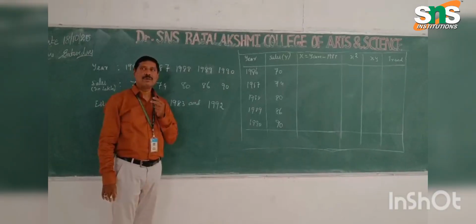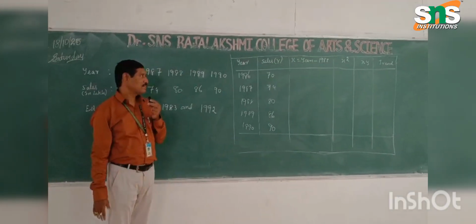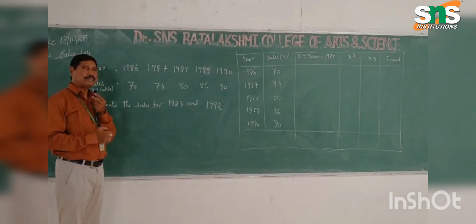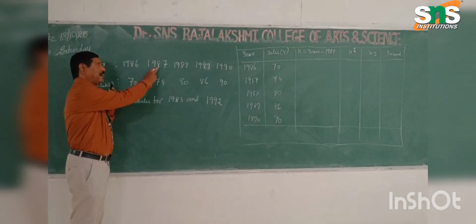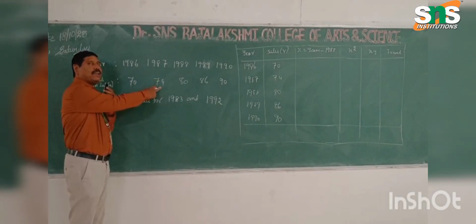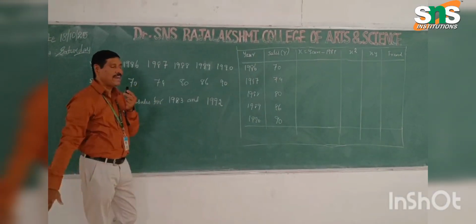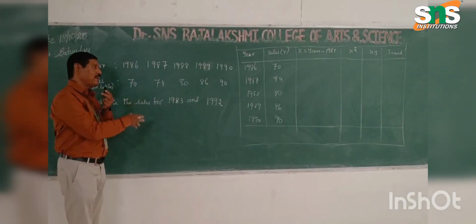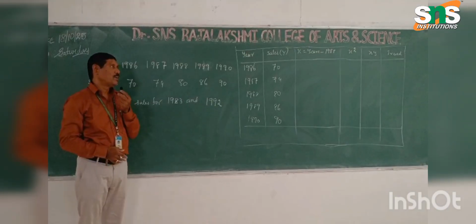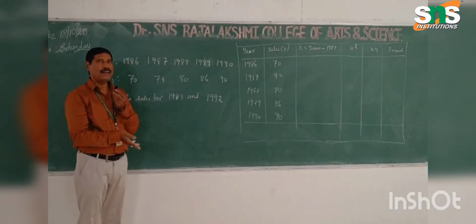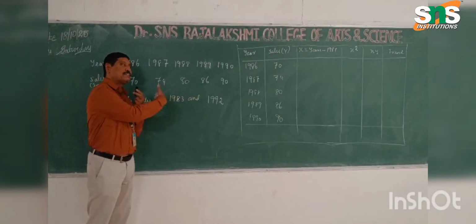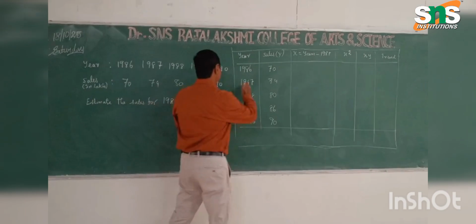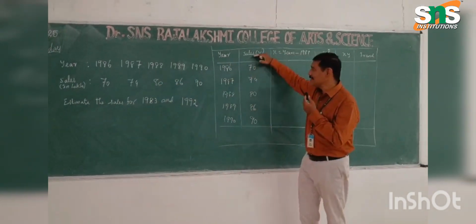Okay. Now we have a problem based on this case analysis. Here the years are given from 1986, and the corresponding sales in lakhs: 70 for 1986, and for 1987 the sales is 74. Likewise, for 1990 the sales is 90 lakhs. Using this information, we calculate the sales of 1983 and the sales of 1992. So we apply the method of least squares and fit the straight line trend. Then we find these two estimated values, the predictions for 1983 and 1992. So first we write the years 1986 up to 1990. Then the sales are already given.